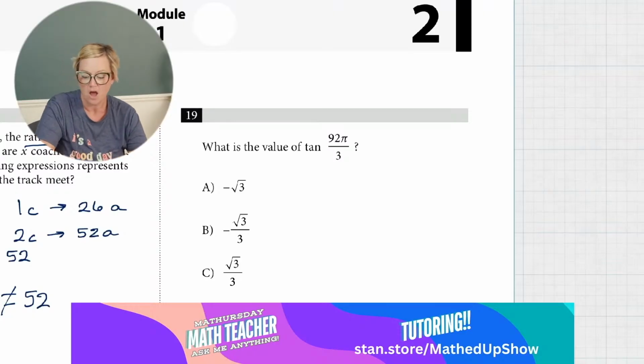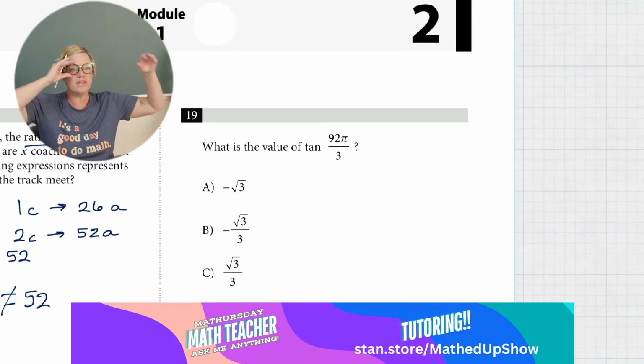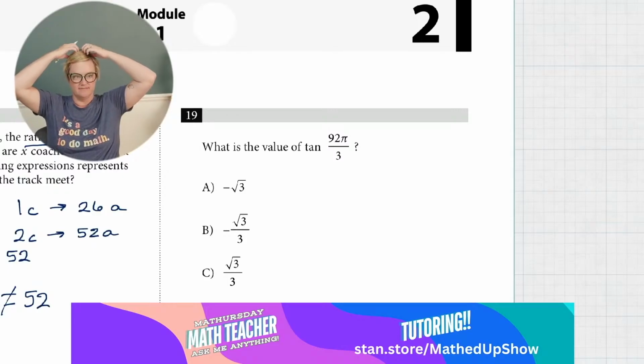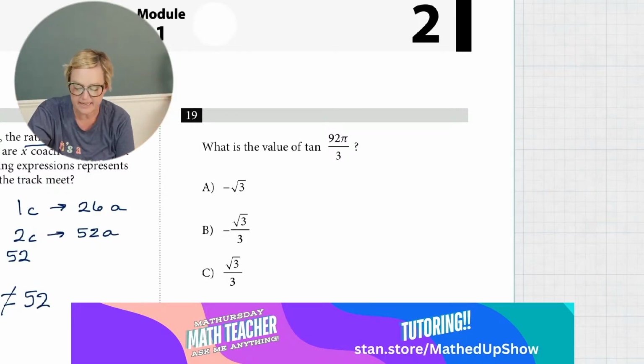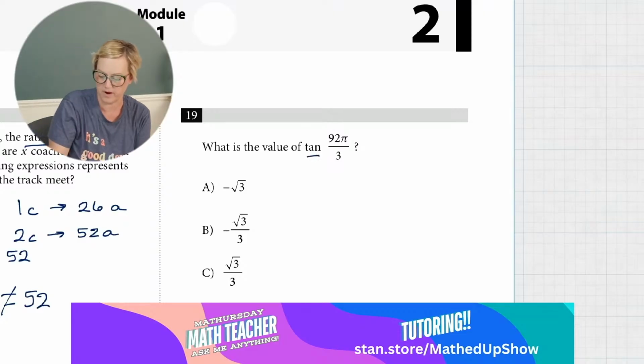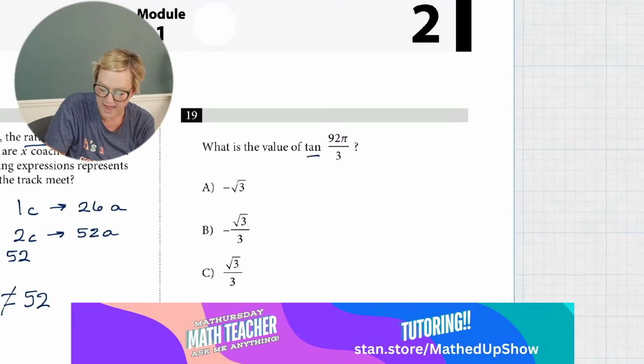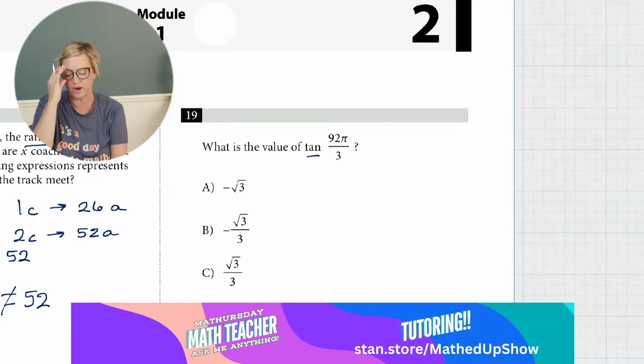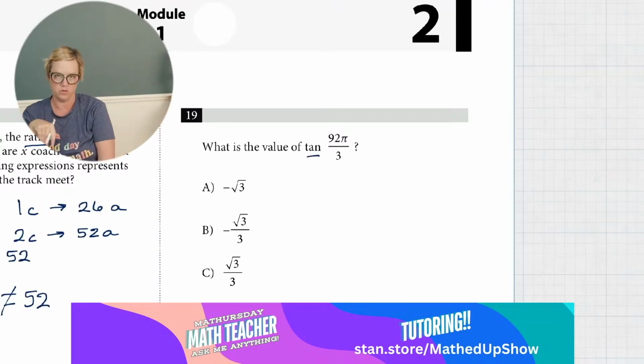Okay. All right. So when we're looking at this, I see tangent and I see 92 pi over 3. What I know about that is that it is radians. So 92 pi over 3. Now this is how I am going to figure this out without a unit circle and just really using my calculator.